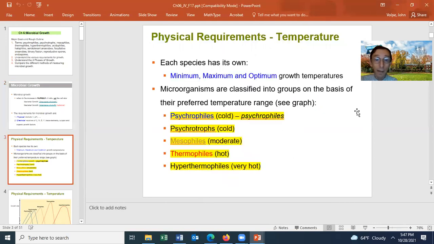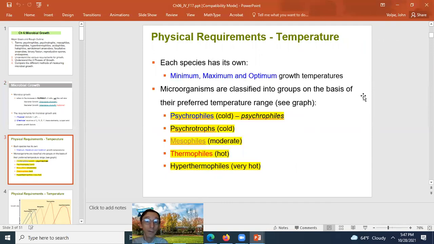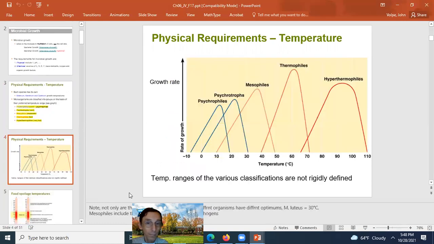All right. Each species has its own temperature requirements. Each species has a minimum temperature it'll grow at, a maximum temperature it'll grow at, and outside of that range, the species will not grow. And all species have an optimal temperature where they'll grow at their fastest rate. You can classify organisms on their preferred temperature that they grow at.